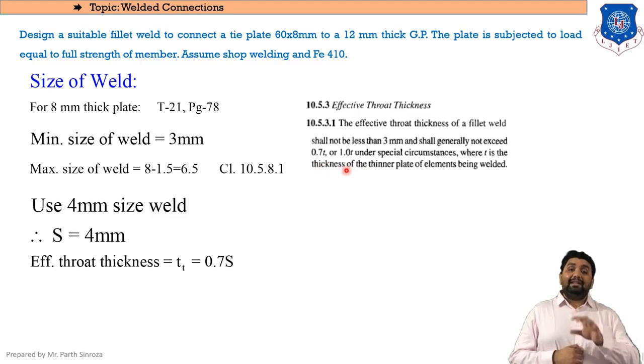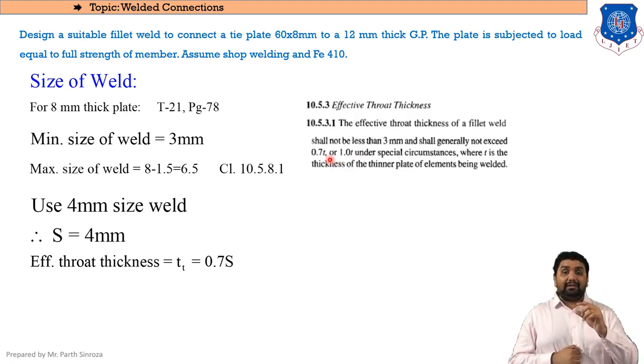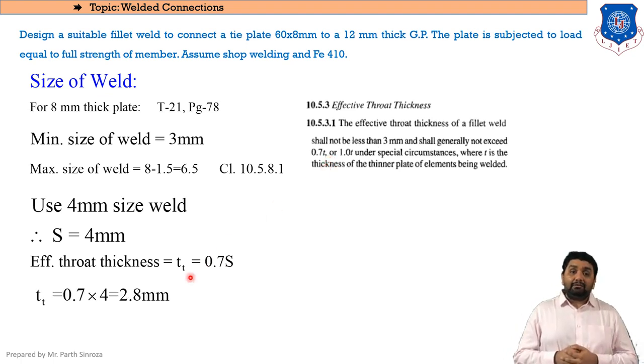Clear? The final equation that we'll be using is not given in this IS code, but the reference is given. Here T does not describe the thickness of plate. Here T is the size of weld. So solving it, we get effective throat thickness equal to 0.7 into S. And as S is equal to 4 mm here, we get an answer of 2.8 mm.